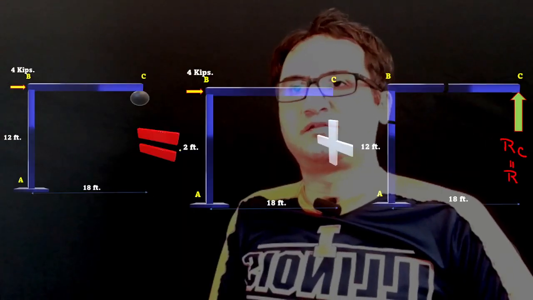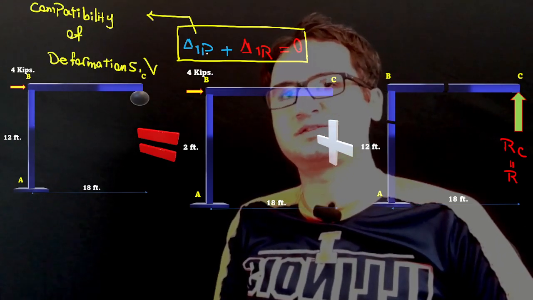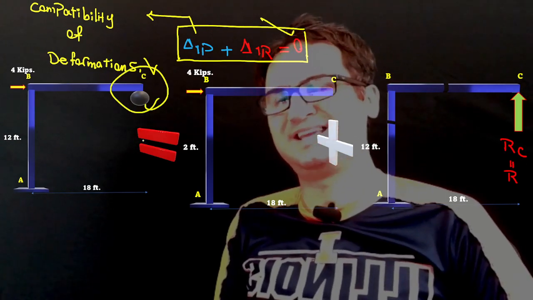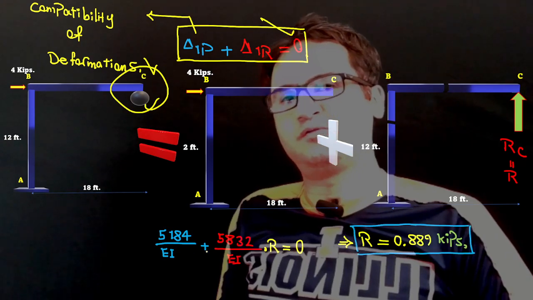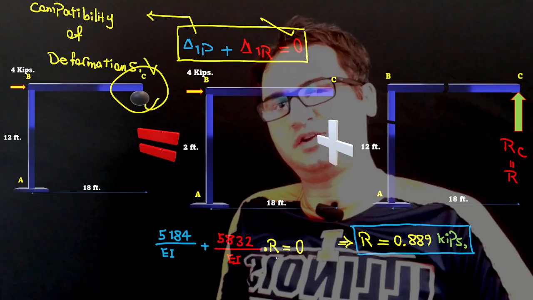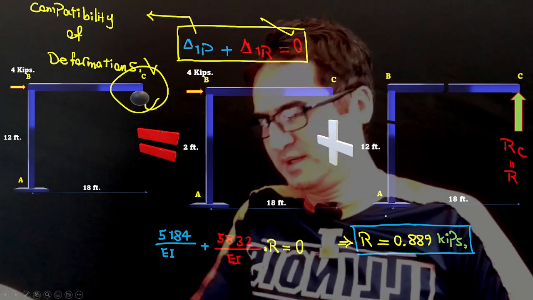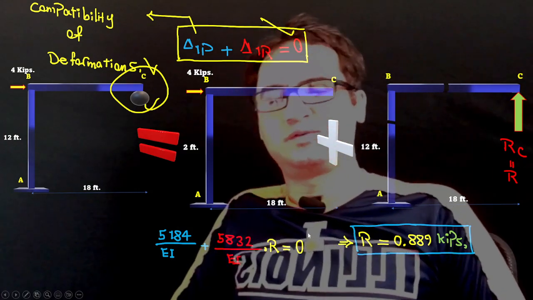From superposition, compatibility of deformation again tells us delta 1P plus delta 1R equals 0, because C cannot move vertically. In that case, 5184 over EI plus 5832 over EI times the reaction, and we get the same numeric value, 0.889 kips for the reaction at C.